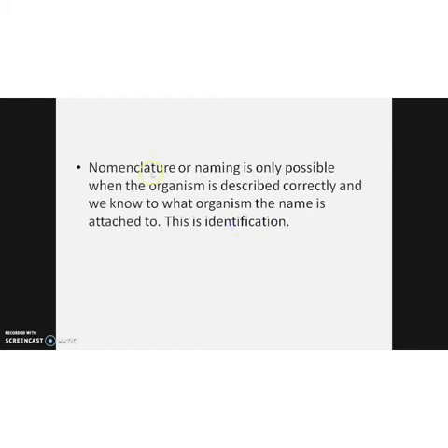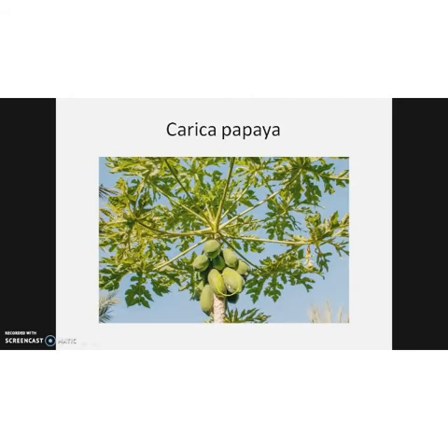Clear? Nomenclature or naming is only possible when the organism is described correctly and we know to which organism the name is attached. That is identification. See, Carica papaya. It is a scientific name for this plant. All over the world, the standardized name is Carica papaya. In America it is Carica papaya, in Kerala it is Carica papaya, and in Africa it is Carica papaya. So a standardized name is given to this plant.